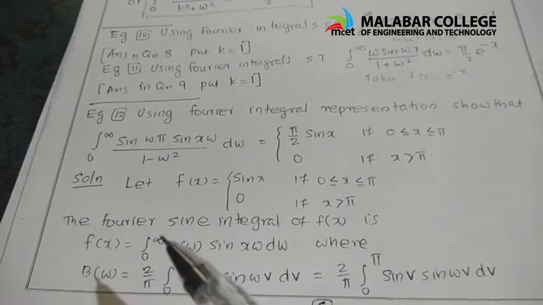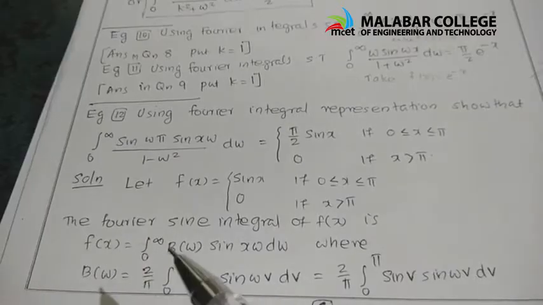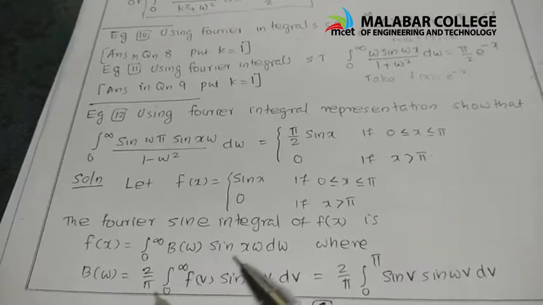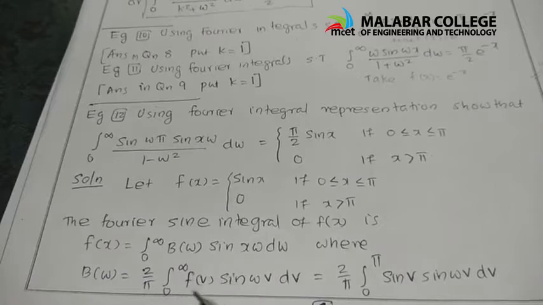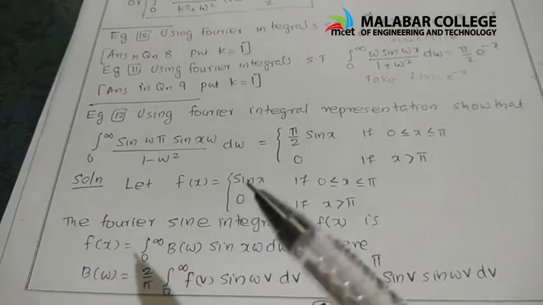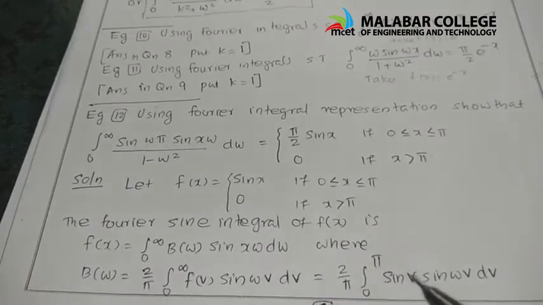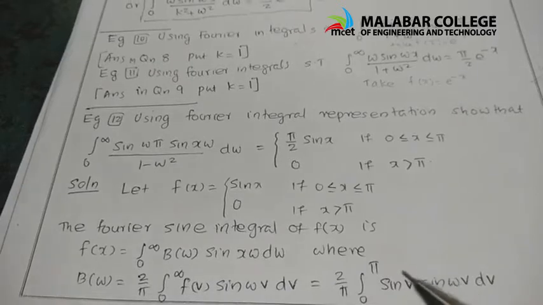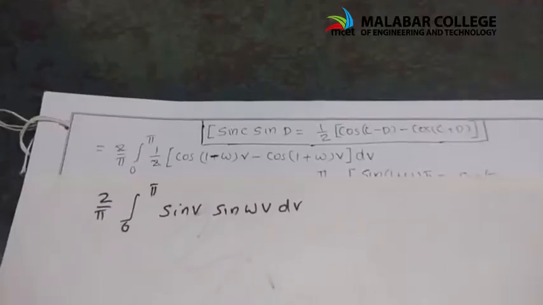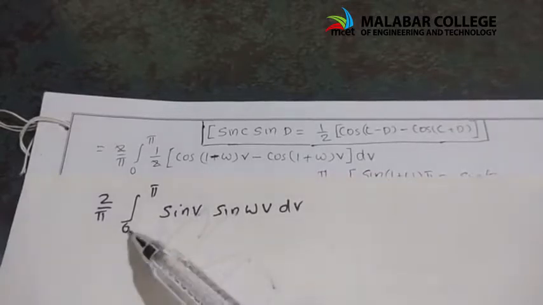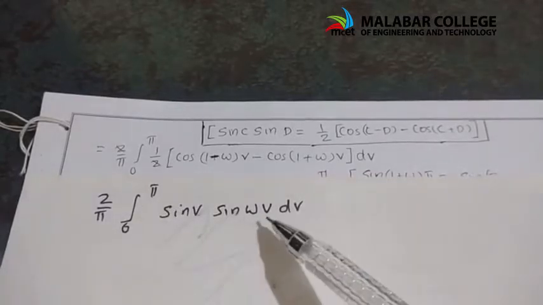So we take the Fourier sine integral of f of x: f of x equal to integral 0 to infinity b omega sin x omega d omega, where b omega equal to 2 by pi integral 0 to infinity f of v sin omega v dv, and f of v is f of x, which is sin v here. Substituting f of v equal to sin v, we will get 2 by pi integral 0 to pi sin v sin omega v dv.